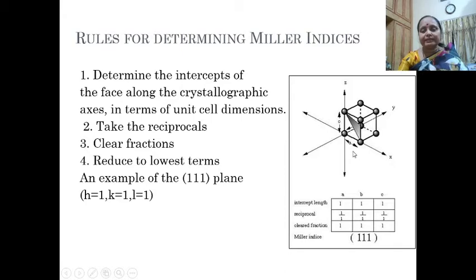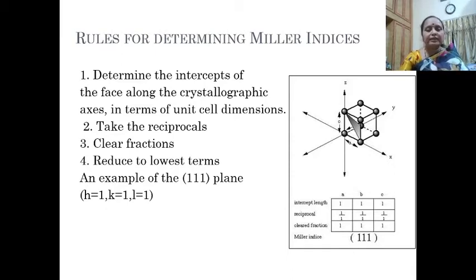For example, let us consider one example. Here, this is a unit cell and it makes an intercept along the x-axis, that is along A, of 1 unit, along B of 1 unit, and along C of 1 unit. So the intercept lengths are A1, B1, C1. When I take the reciprocal of this, it is 1 by 1, 1 by 1, 1 by 1. To clear the fraction, I multiply with a suitable integer. Because all of these are 1, the Miller indices is going to be 1, 1, 1 itself.